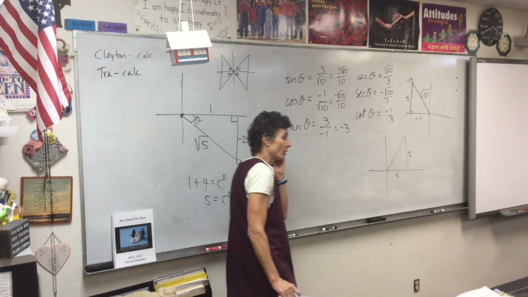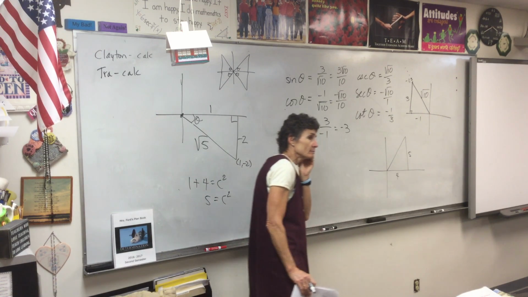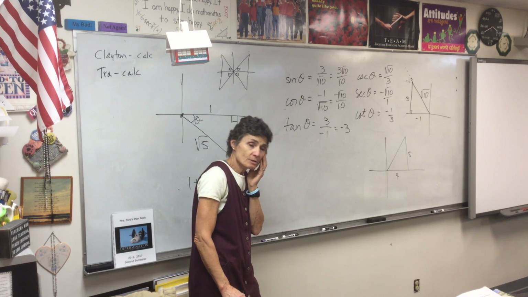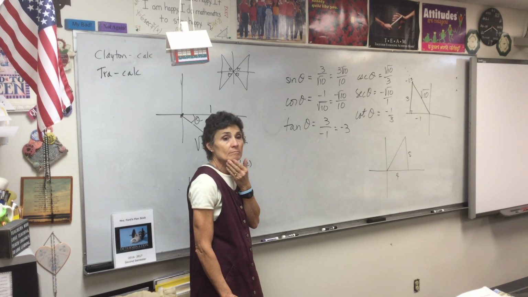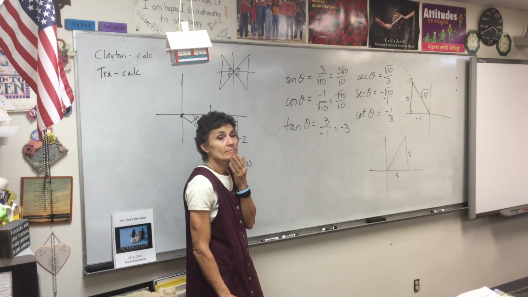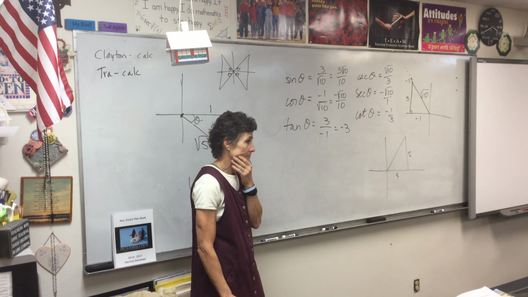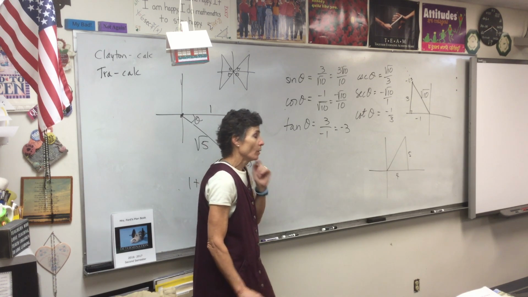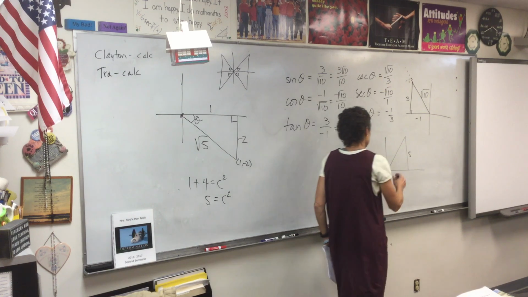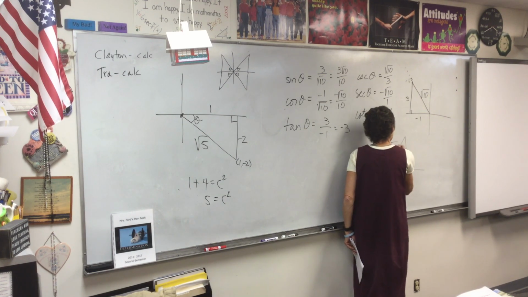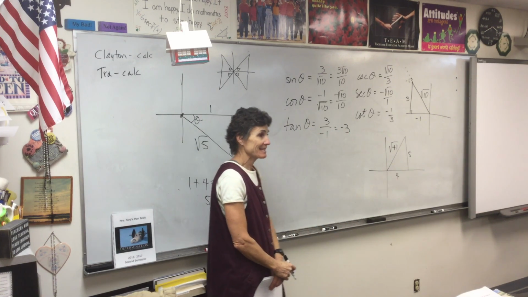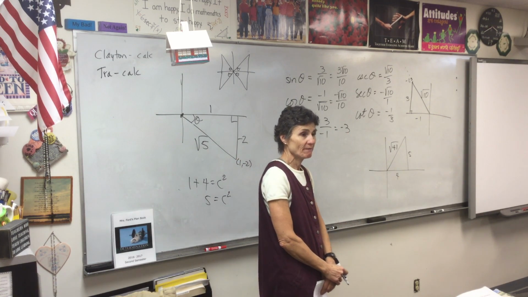So what are you working on now? Finding the hypotenuse? Jake, you got this done already? No, let's do it then. What did you get for your hypotenuse? Root 41. And you got root 41 because you have 16 plus 25.